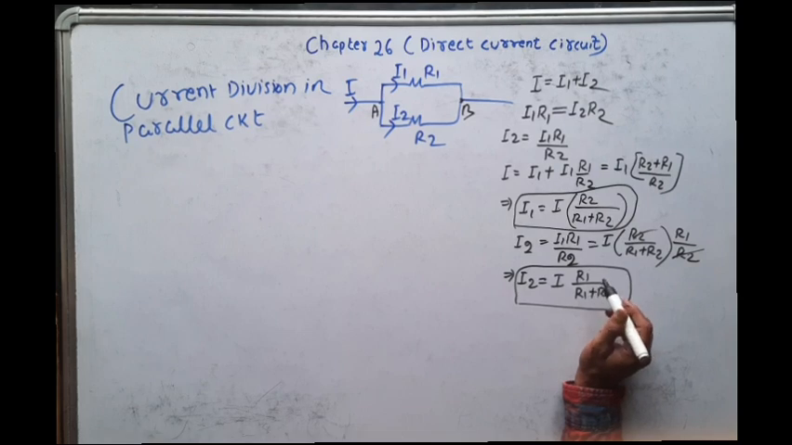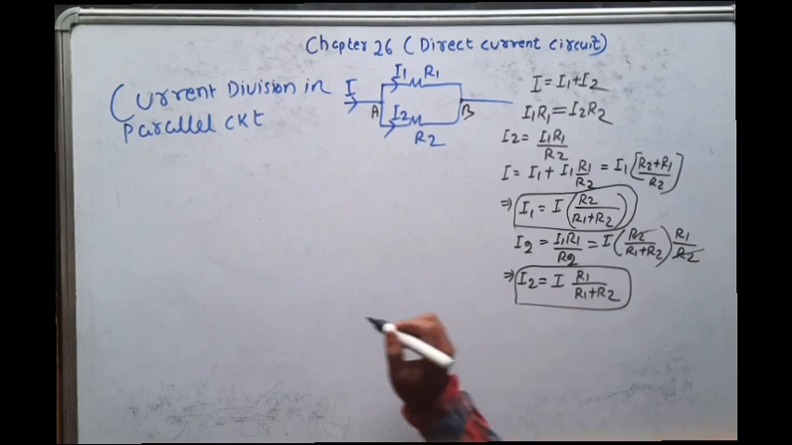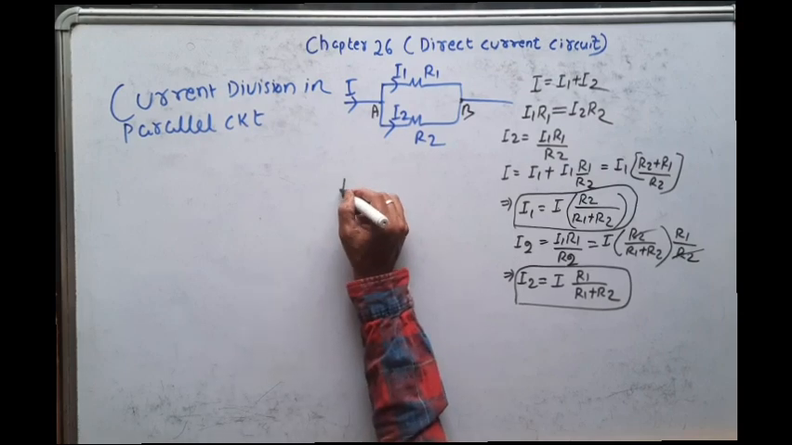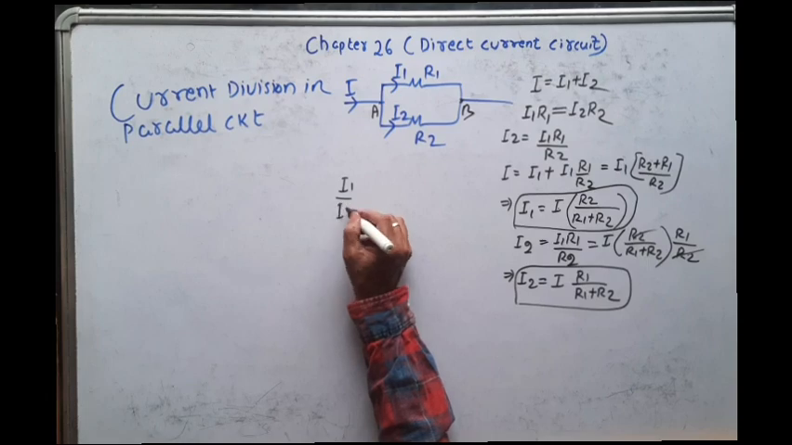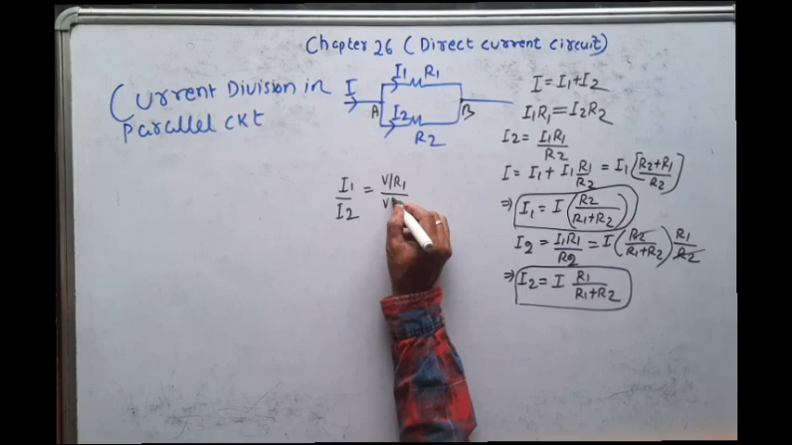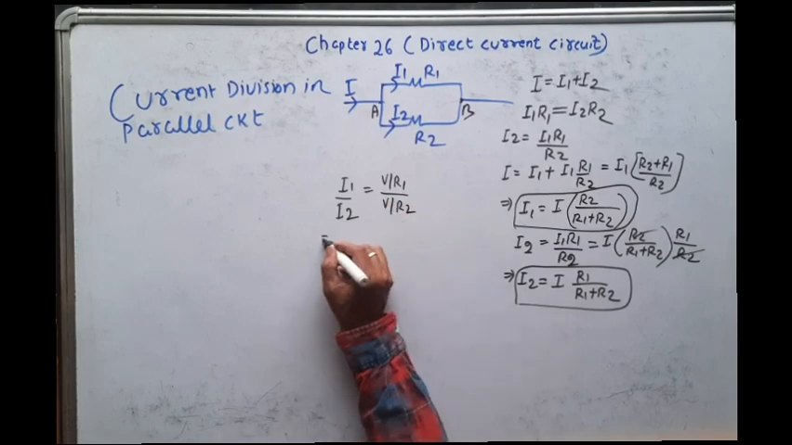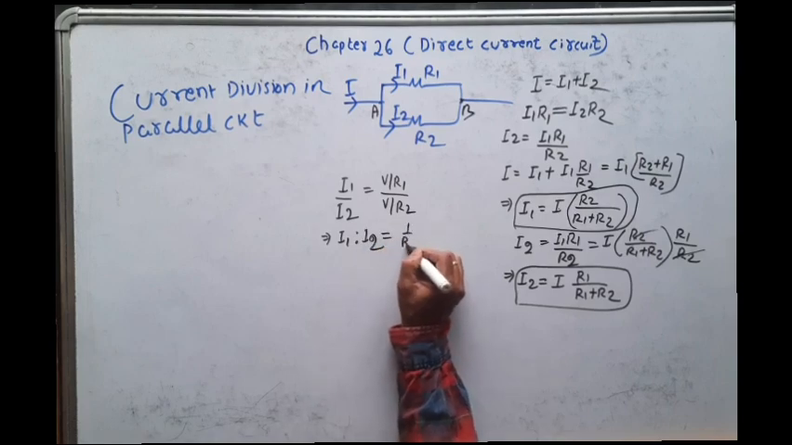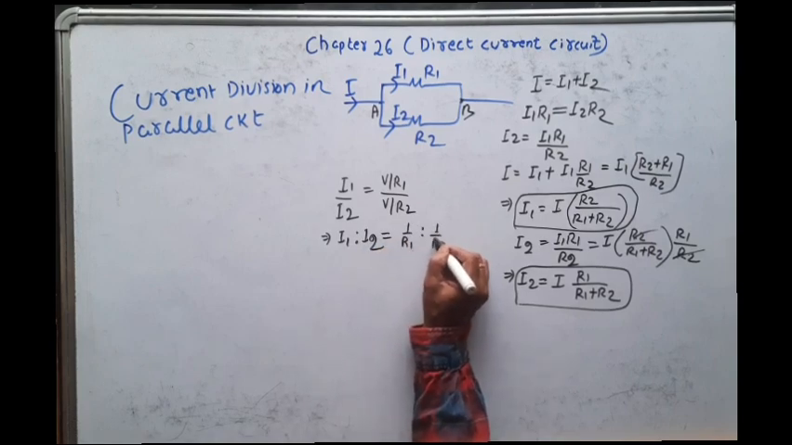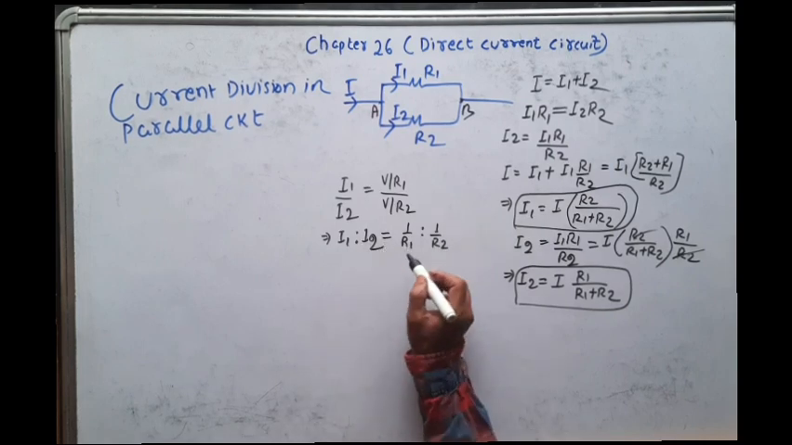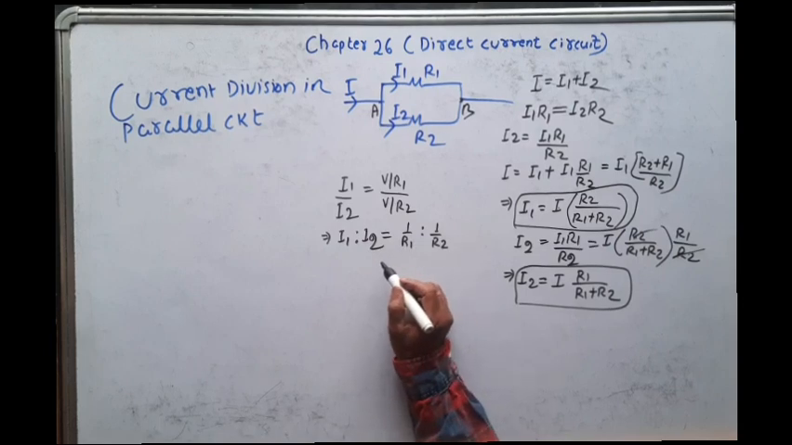Or we can say, I1 by I2. What is I1? It is V by R1. What is I2? V by R2. So that implies I1 is to I2 is equal to 1 by R1 is to 1 by R2. That is, current divides in a parallel circuit in the inverse ratio of their resistances.